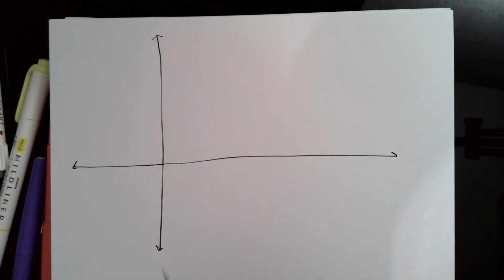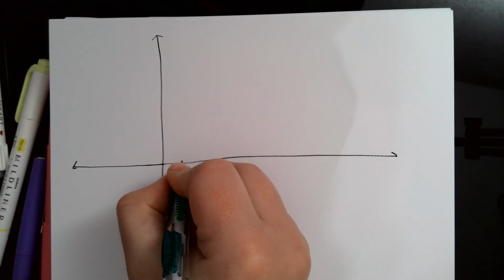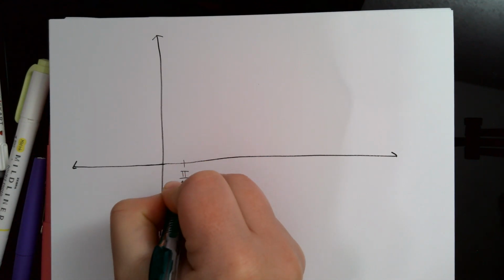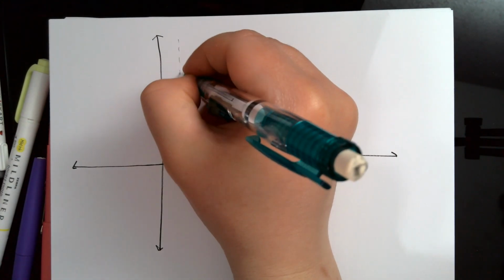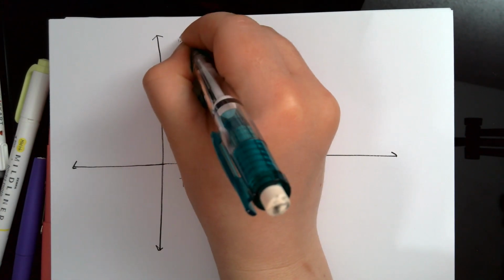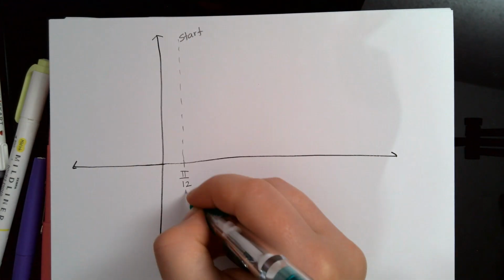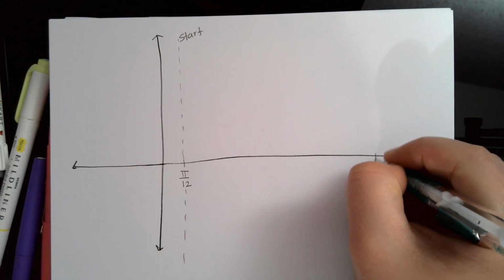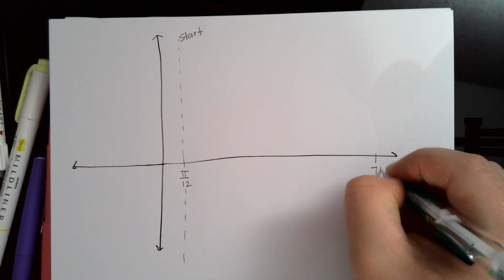All right, so where are we starting? We're starting at 1 pi 12ths. This is not an asymptote. This is just a start. This is going to give us an idea of where one period, one cycle, one revolution is going to be. This is our end at 7 pi 12ths.